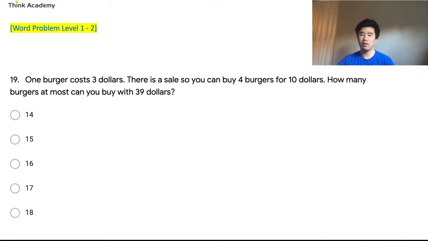So again, read the problem. One burger costs how many? $3, and there is a sale. So today we are going to be able to buy 4 burgers for just $10. So how many burgers at most? At most, this is the keyword, can we buy with $39? So how can we analyze this problem? Again, I give you guys like 30 seconds, read the problem and write down on your scratch paper. Let's see how you can solve this one.